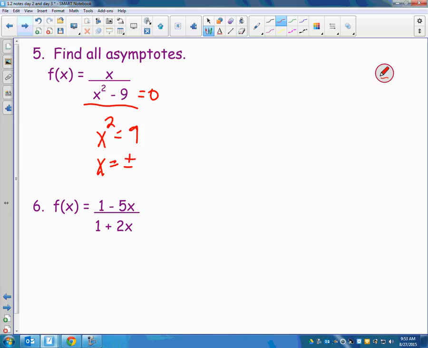So I believe that there would be two vertical asymptotes, right? X equals plus and minus 3. So vertical asymptotes are equations. Where does the denominator equal 0? What about the horizontal asymptote of this? What would the horizontal asymptote be?